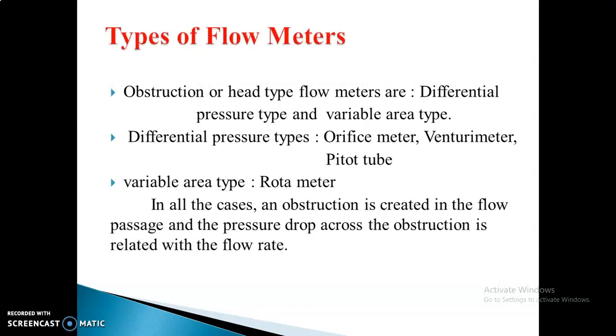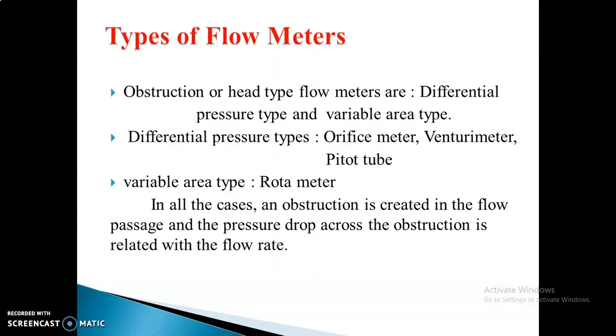So how are these types of flow meters grouped? Obstruction or head type flow meter, with differential pressure type and variable area type. What does obstruction or head type mean? The types are differential pressure and variable area. Differential pressure is nothing but the orifice meter, venturi meter, and pitot tube. Then variable area is nothing but the rotameter.